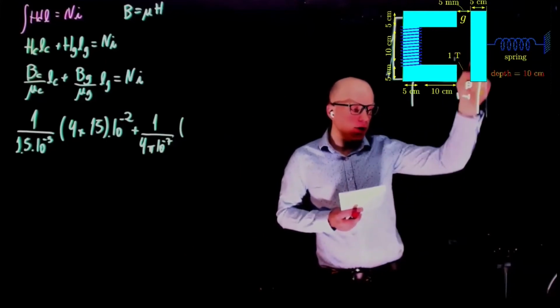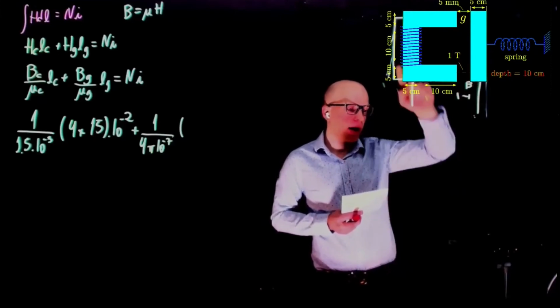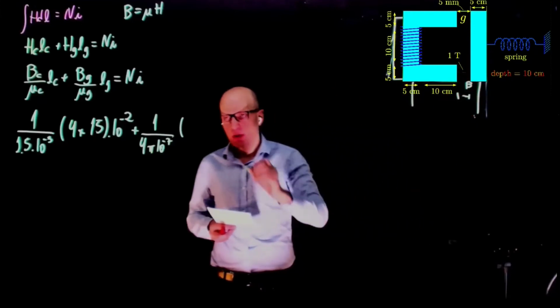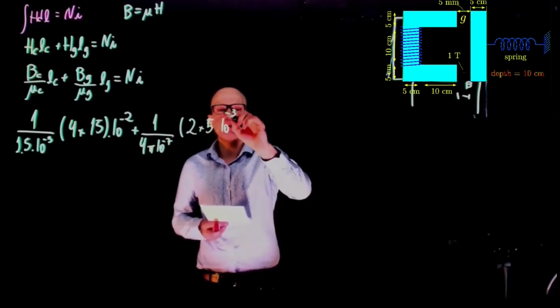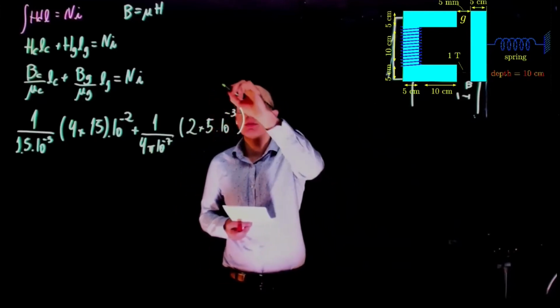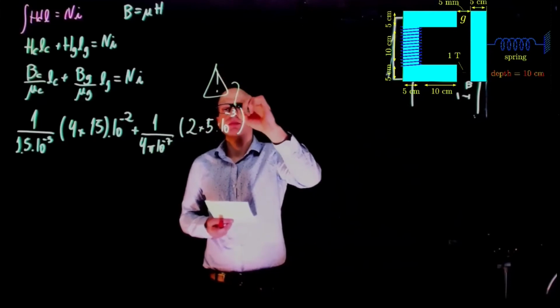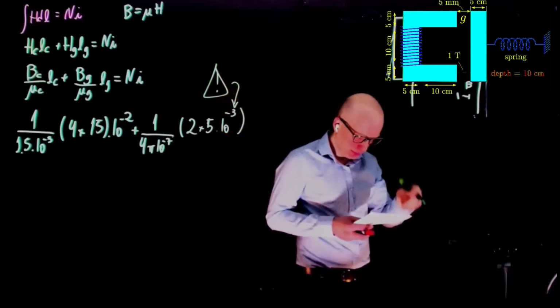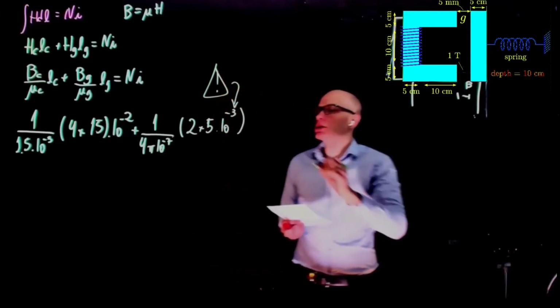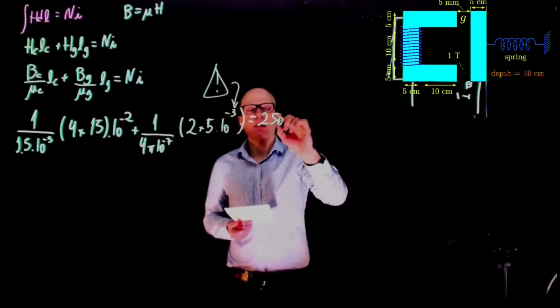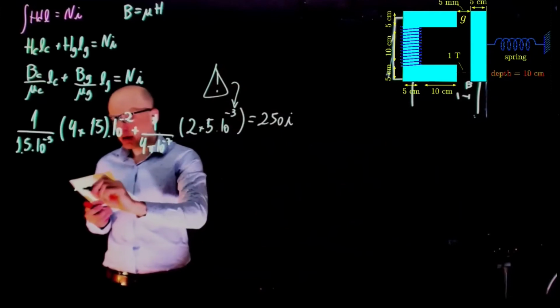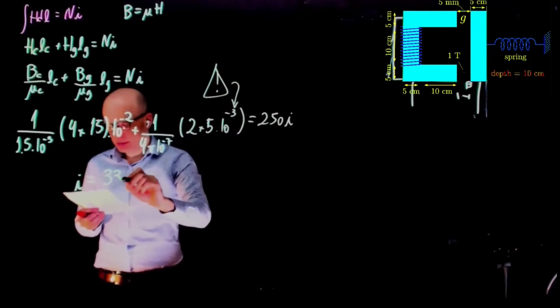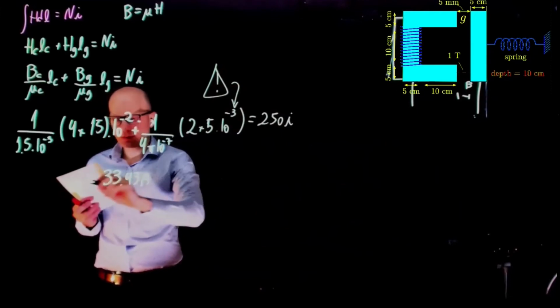We go here and we loop around, right? So we pass through the air gap 2 times. That is 2 times 5 times 10 to the power of -3, since this is given in millimeters. And this is equal to 250 times I. 250 is the number of coil turns. And if you solve for this, it gives I as 33.43 amps.